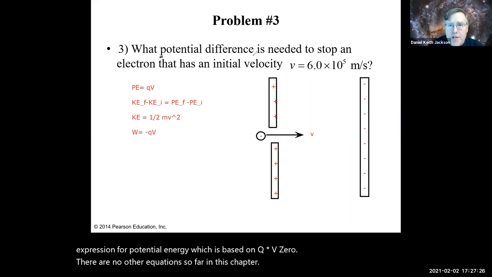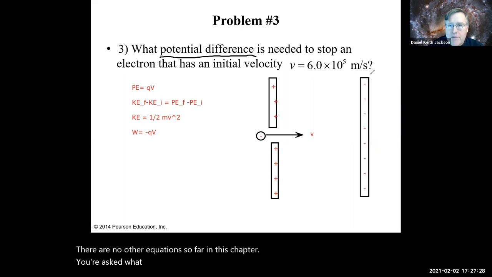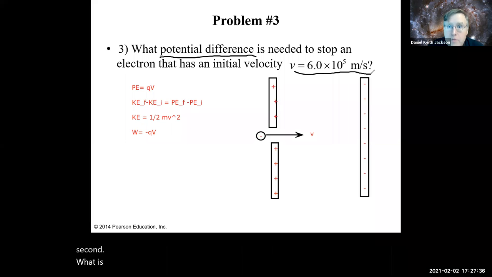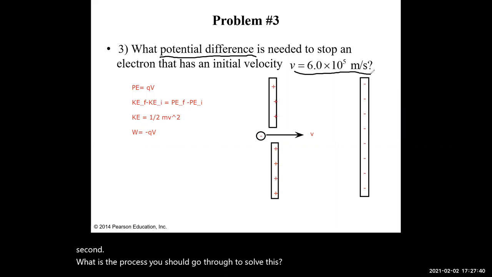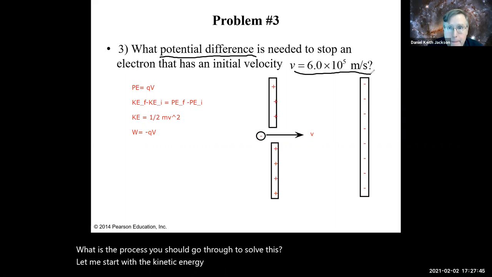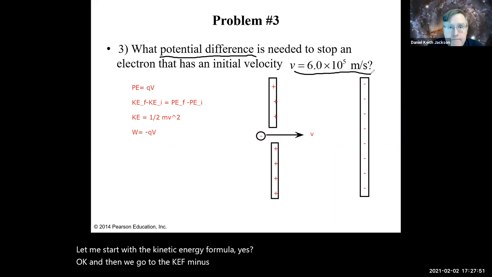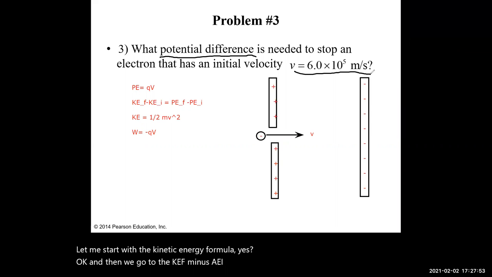You're asked, what is the potential difference given a speed of 6 times 10 to the 5 meters per second? What is the process you should go through to solve this? Could we start with the kinetic energy formula? Yes. Okay, and then we go to the KE final minus KE initial one, and then solve through it? Okay, I think I can follow it through now.